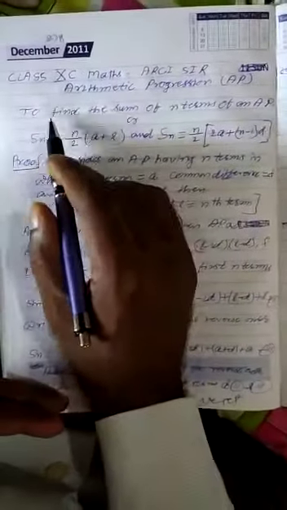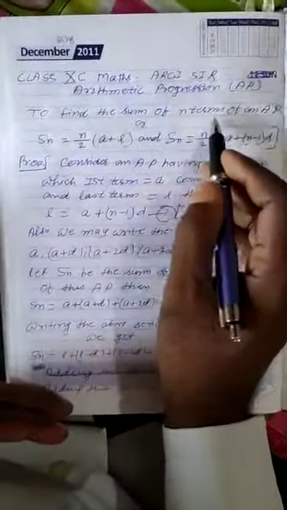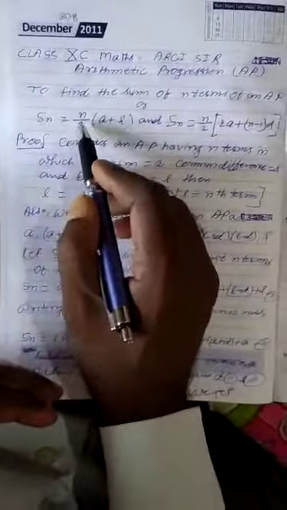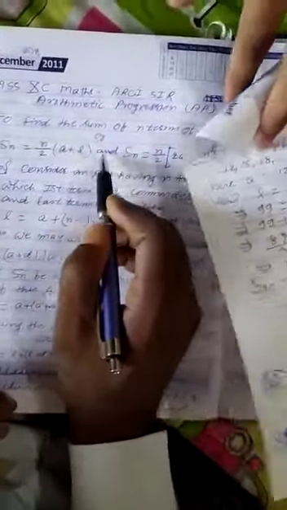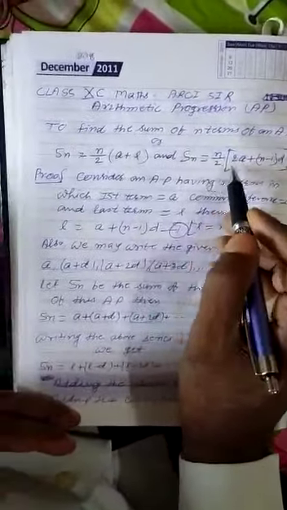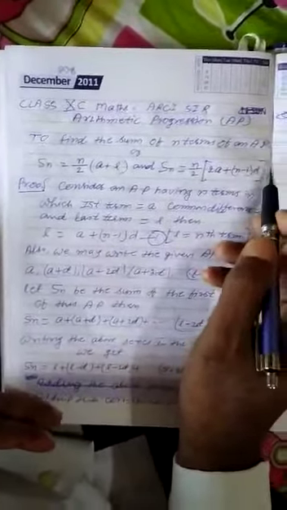Second, to find the sum of n terms of an AP, it is denoted by Sn is equal to n by 2 (a plus l), and Sn is equal to n by 2 (2a plus (n minus 1)d).